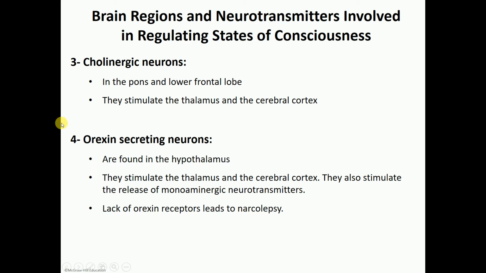Then we have our orexin secreting neurons. Those are in the hypothalamus. Again, they stimulate the thalamus and the cerebral cortex. And really important, if somebody does not have orexin receptors, that would lead to a condition known as narcolepsy. So narcolepsy is a sleep disorder, or neurological disorder, where individuals are very drowsy during the day. They might even fall asleep during the day, and that is due to the lack of the orexin receptors. So their neurons are making orexin. It's just that they don't have receptors to respond to orexin.